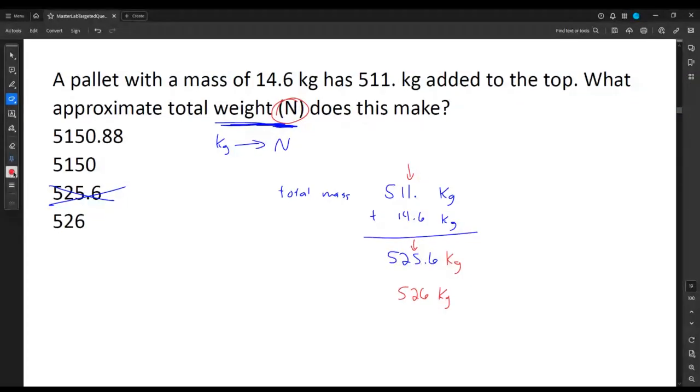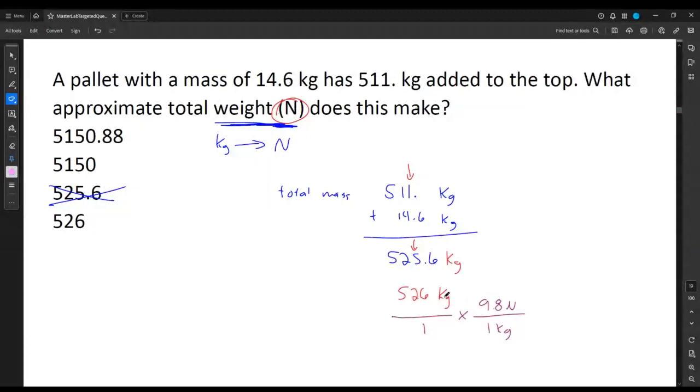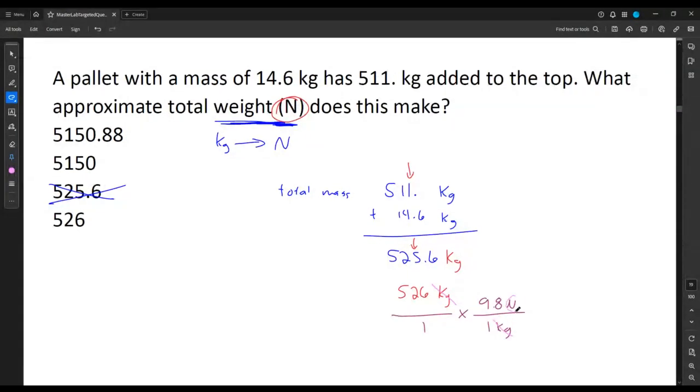Okay, then I still need to get to weight. So I need to convert this into newtons. We don't have to go from grams to newtons this time, just kilograms. So we can use gravity as if it's a conversion. We can say on Earth, 1 kilogram turns into 9.8 newtons. This is going to cancel out the kilograms. It's going to give newtons as an answer.